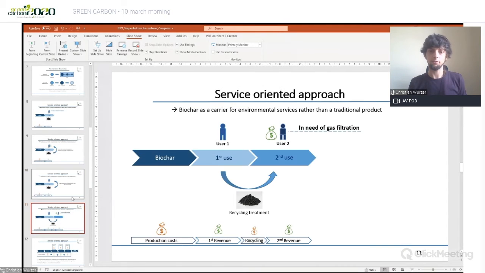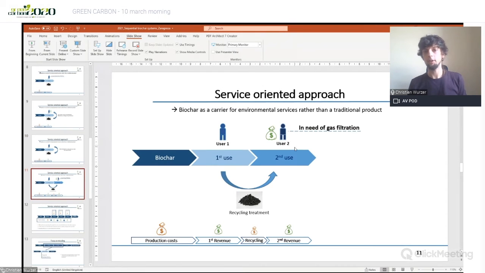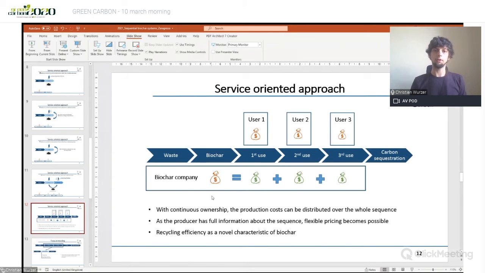And then after recycling treatment, you sell it to the next user, the next service, for example, here gas filtration, and so on and so on. And this will then end up in something like this. And the important part of a service-oriented approach is that you have a continuous ownership of the biochar. So here, that's all you. And so you have full information about your whole sequence.